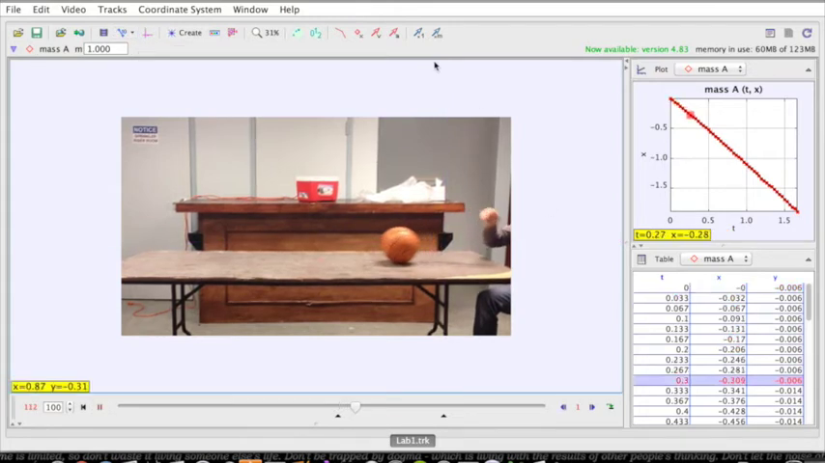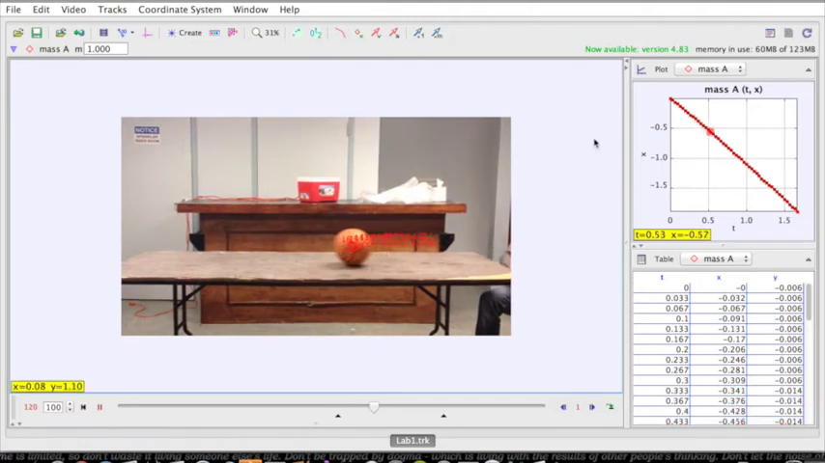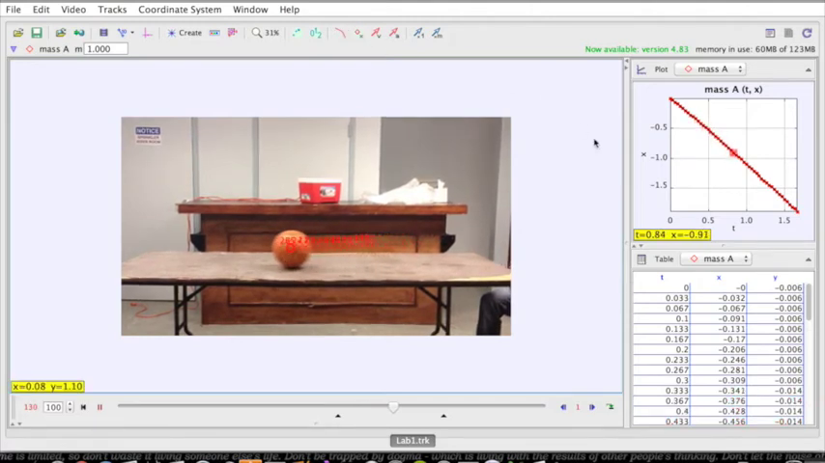Now, after tracking the data, you can see that the ball goes in the negative x direction, which means that it has a negative velocity. Looking at the graph in the top right, you can see that the graph has a negative slope, which also means that it has a negative velocity.